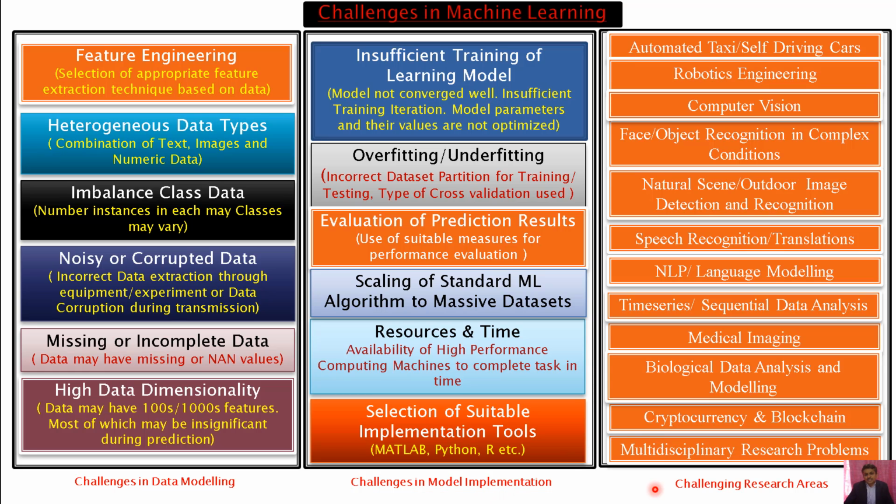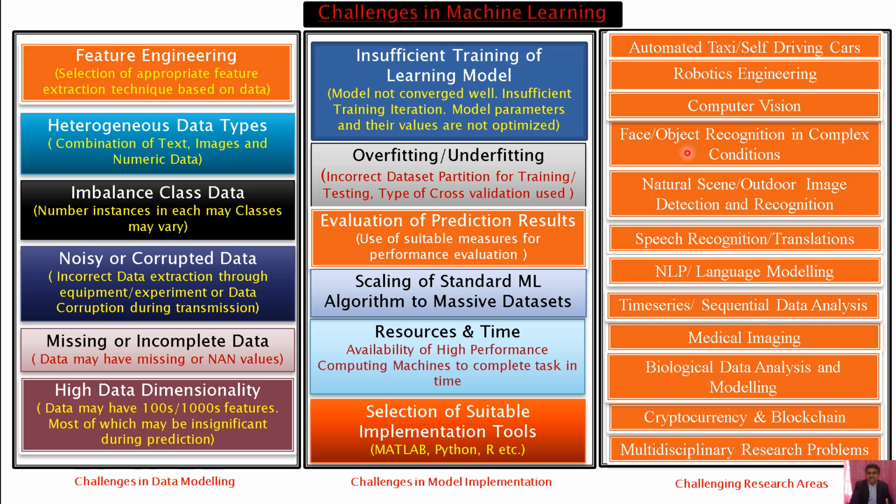In the next part, I have shown some challenging research areas. In those areas, advanced research can be carried out using machine learning. The first challenging area is automated taxi or self-driving cars. The second is robotics engineering. The next area is computer vision.